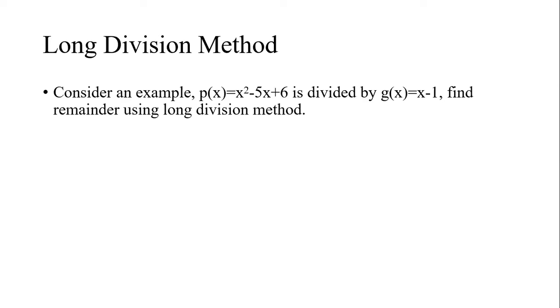We need to consider an example. Suppose p of x, that is the denotation. That means it is representing a polynomial in x as a variable. It is a quadratic polynomial, x square minus 5x plus 6. It is divided by g of x, which is x minus 1. Find the remainder using long division method. So let us move to OneNote.